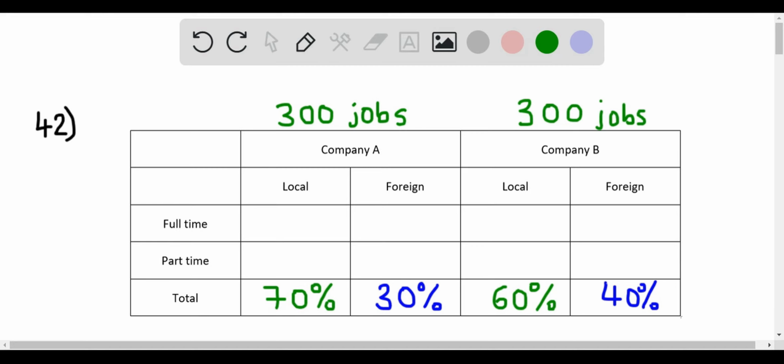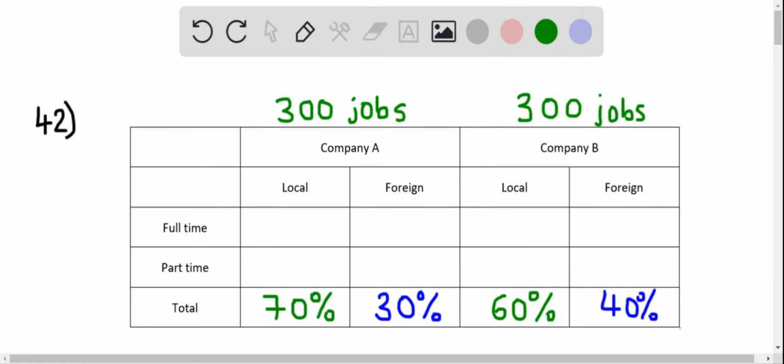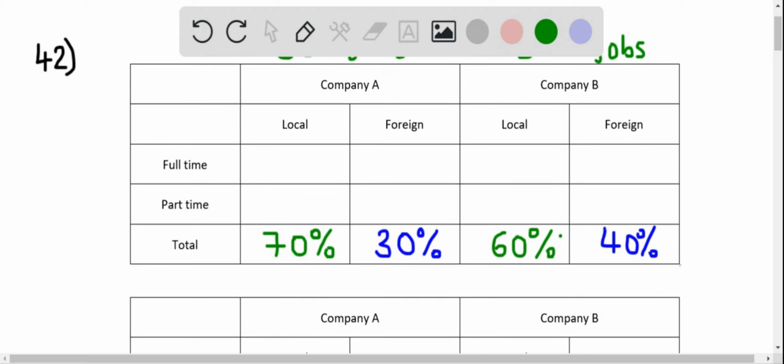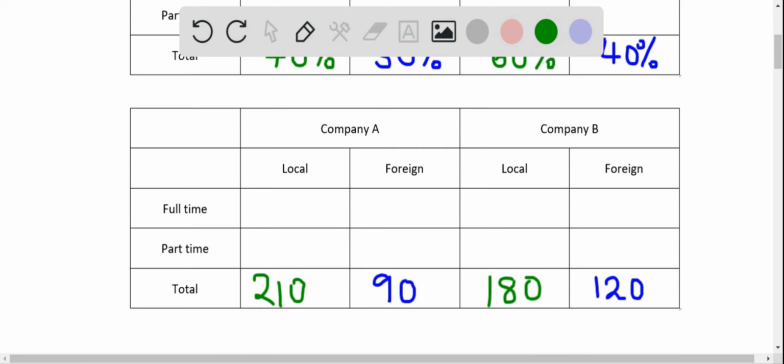In question 42, we're going to be designing a Simpson's paradox involving two companies, Company A and Company B. We are given that Company A gives 70% of its jobs to local residents, while Company B gives only 60% of its jobs to local residents. So if you work out those numbers, it will be 210 jobs for local residents and 90 jobs for foreigners. Then for Company B, we have a total of 180 residents and 120 for foreigners.